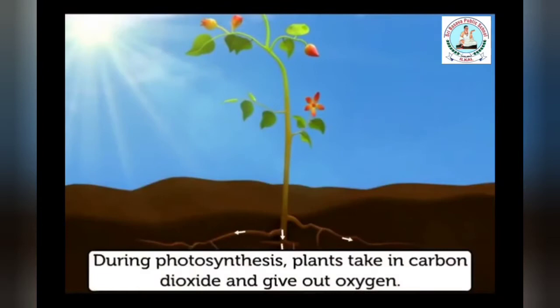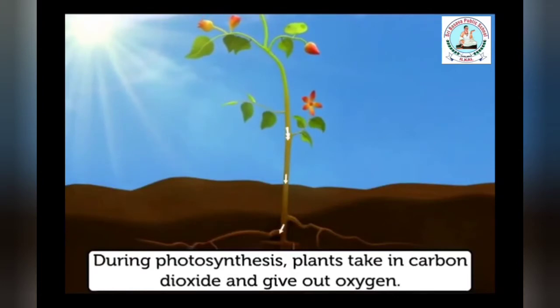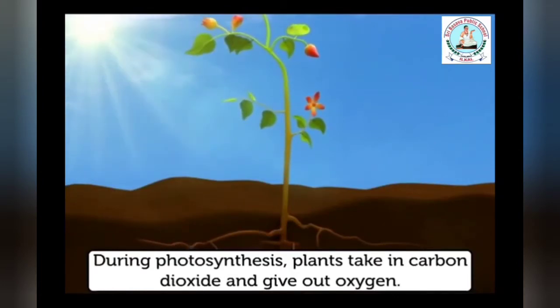You all know that during the process of photosynthesis, plants take in which gas? Yes, carbon dioxide gas, and give out oxygen gas. This helps to keep the air pure. So in this way, plants provide us oxygen gas to breathe.